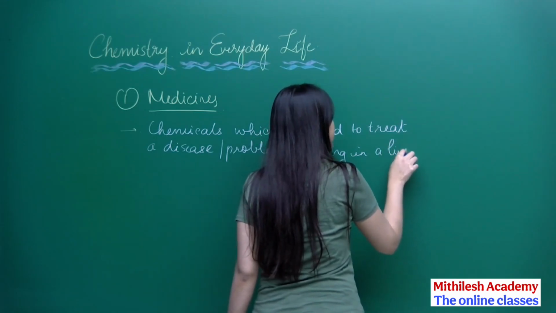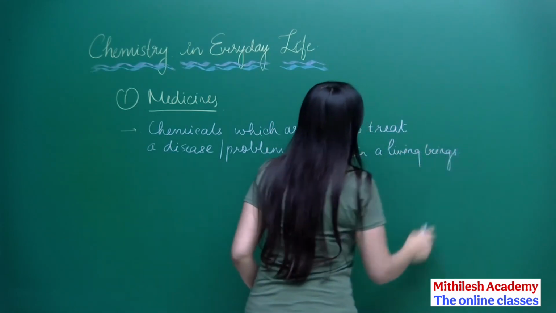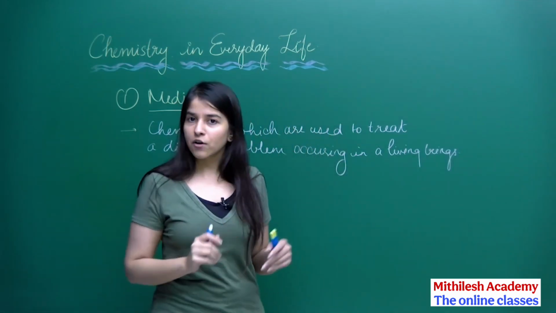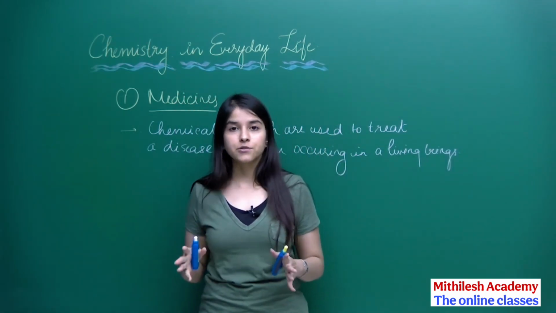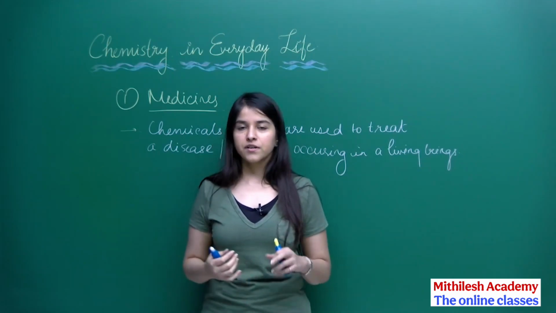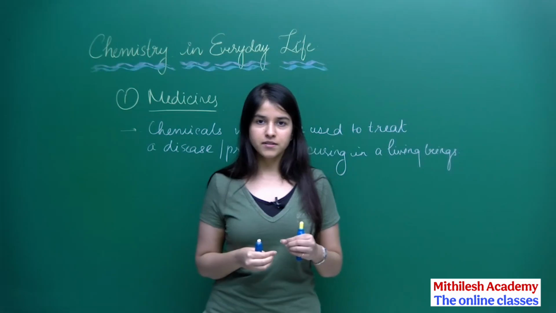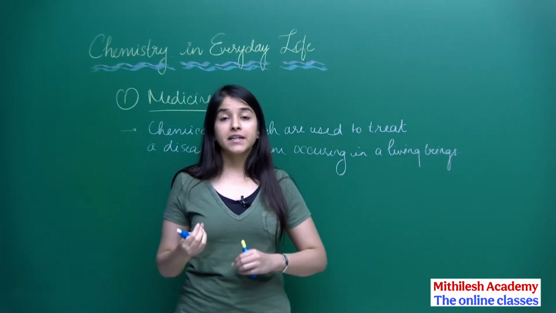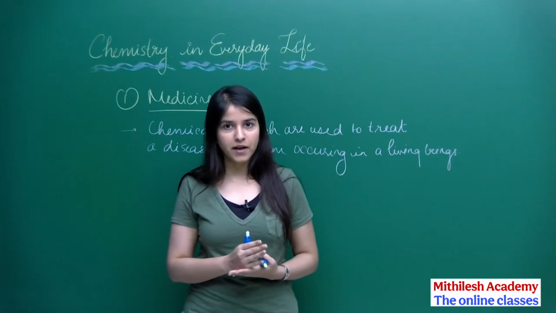Why am I saying a living being? Because plants can also have diseases. Certain kinds of diseases can occur in plants as well, so those are also treated. In fact, there are attacks by so many insects on plants. To avoid that attack, we again have medicines for plants.